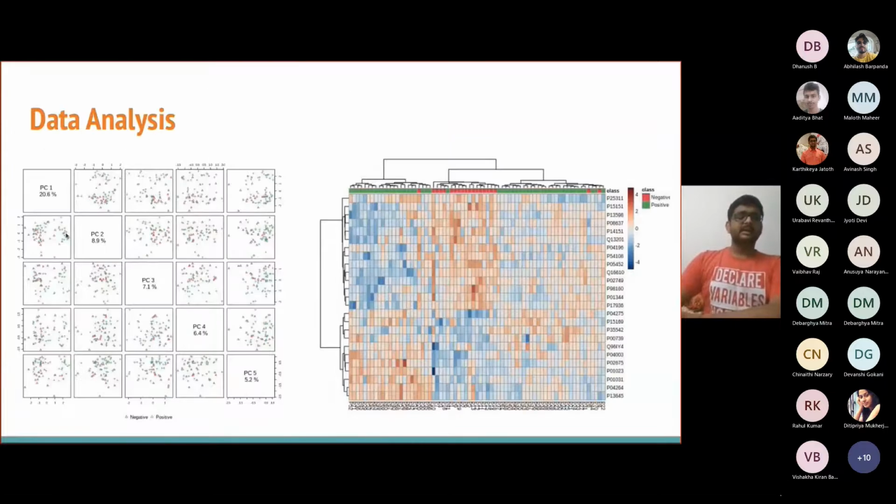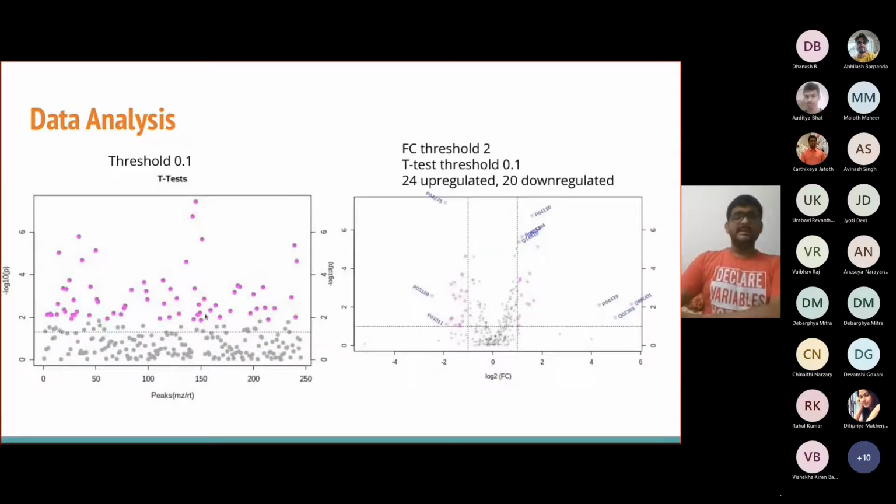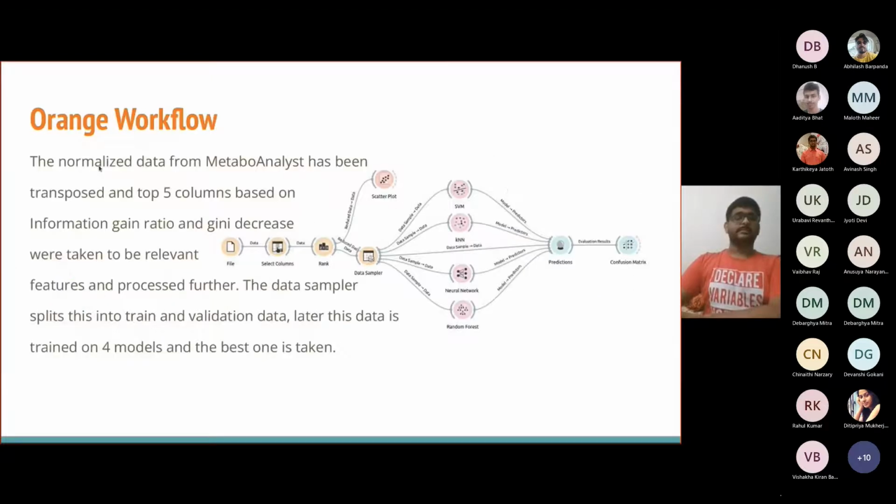Data analysis. Here you can see the PCA plot of the data, and here is a heat map of the data. Here is the t-test and volcano plot conducted on the data. For the t-test, I have used the threshold 0.1, and for the volcano plot, I have used a fold change threshold of 2 and a t-test threshold of 0.1. I have found 24 significantly upregulated proteins and 20 significantly downregulated proteins.